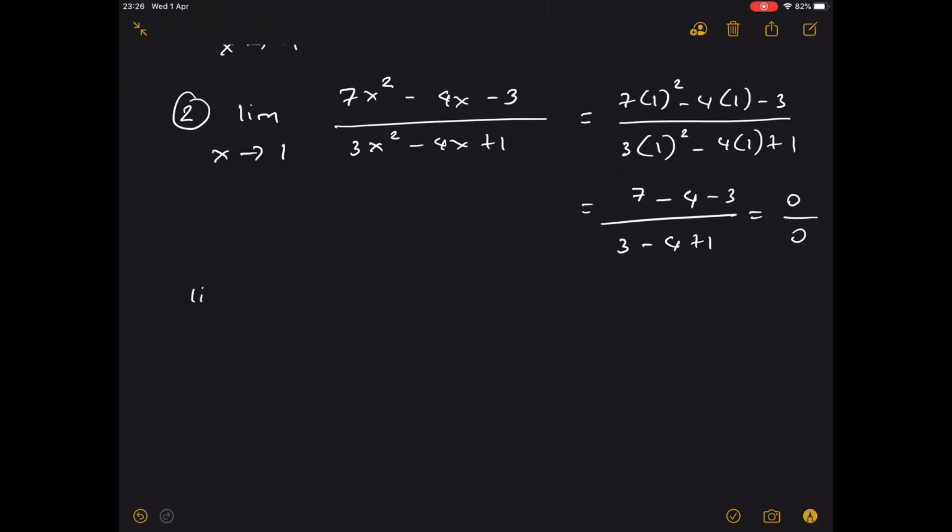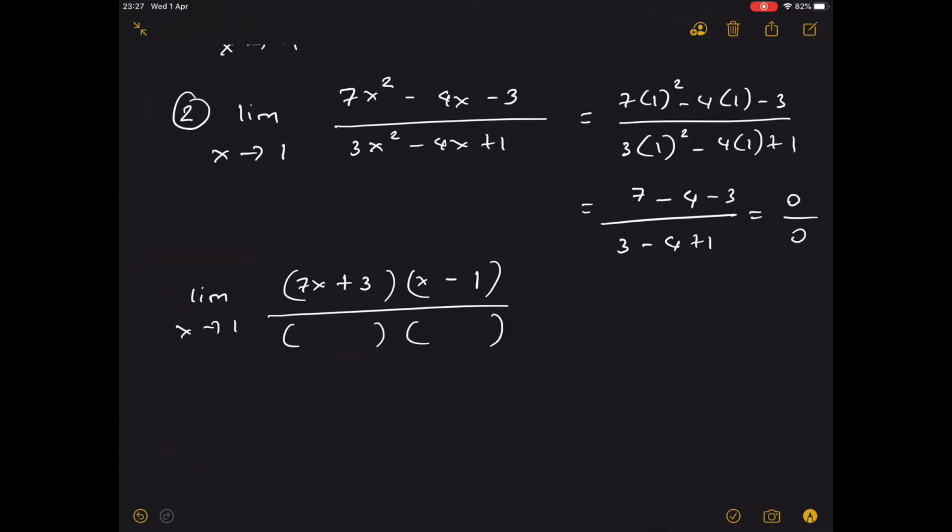So in the limit when x approaches 1, the 7x squared minus 4x minus 3 can be factored into 2 factors: 7x and x, and 3 and 1. So this one will be plus 3 and minus 1. How about the denominator? We can factor it into 3x and x, 1 and 1, so you will have minus 1 and minus 1.